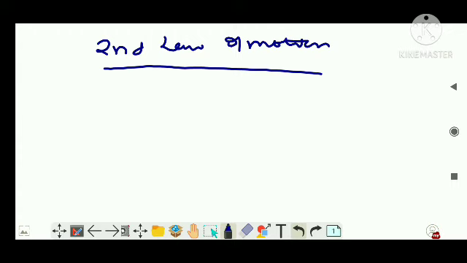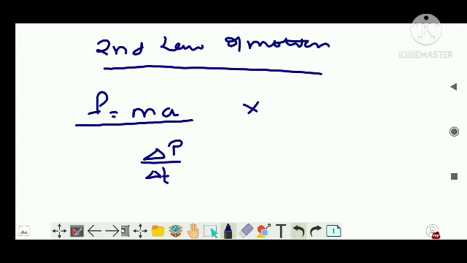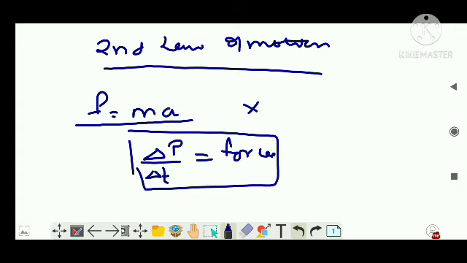Okay, so let's move on to the second law of motion, which you have learned as F is equal to ma in your lower classes. But actually the second law of motion is not this one, right? What does this second law state? That the rate of change of momentum is equal to the amount of force applied, or actually delta p by delta t is equal to force. This is the actual statement, or the implication of the statement, of the second law of motion.